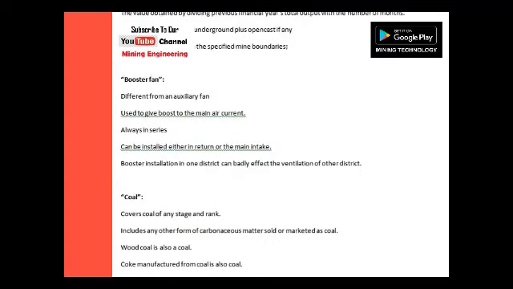Booster fans. Why are we using booster fans? They are different from the auxiliary fan. Booster fans are for boosting, that is forcing to the area, used to give a boost to the main air current. They are always used in series connectivity. They can be installed either in the return or the main intake to boost the headings from the main intake, and as per CMR 1957 should be installed up to 4.2 meters from the main intake area. As per the new rule, it is 6 meters. Okay, we can discuss that later.